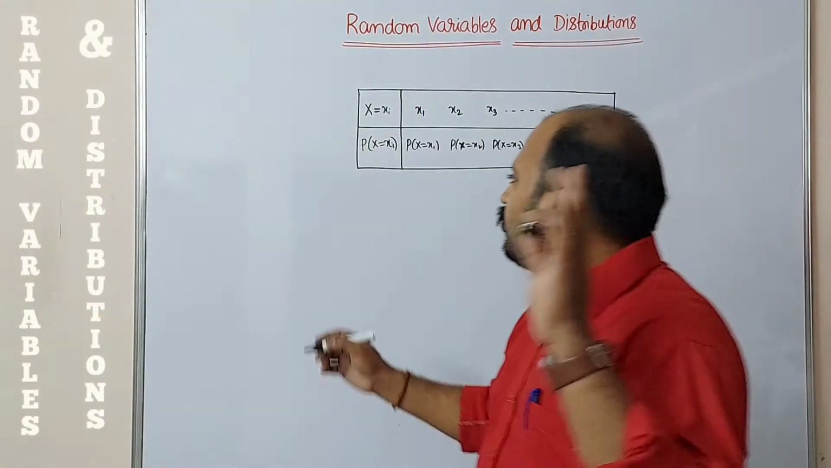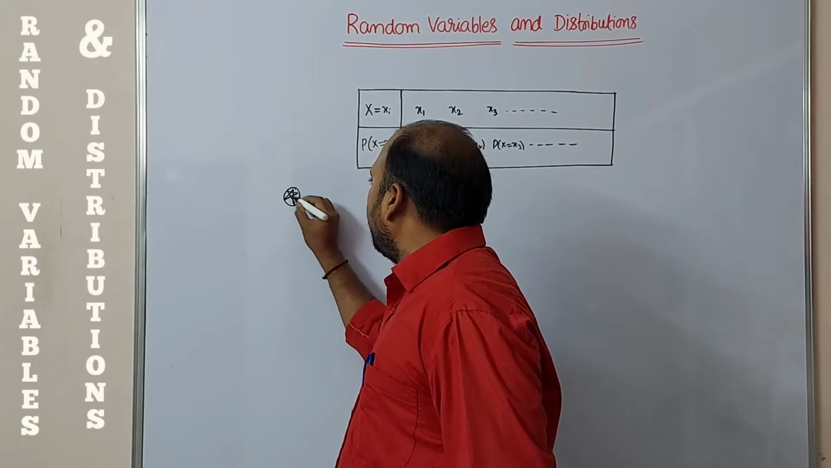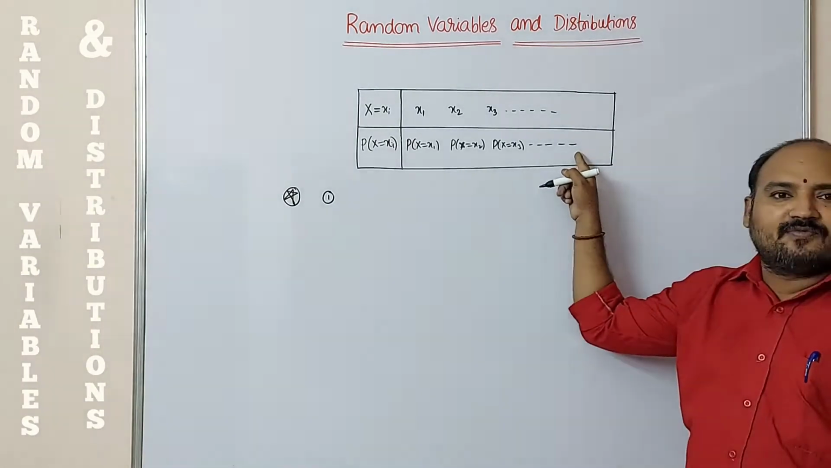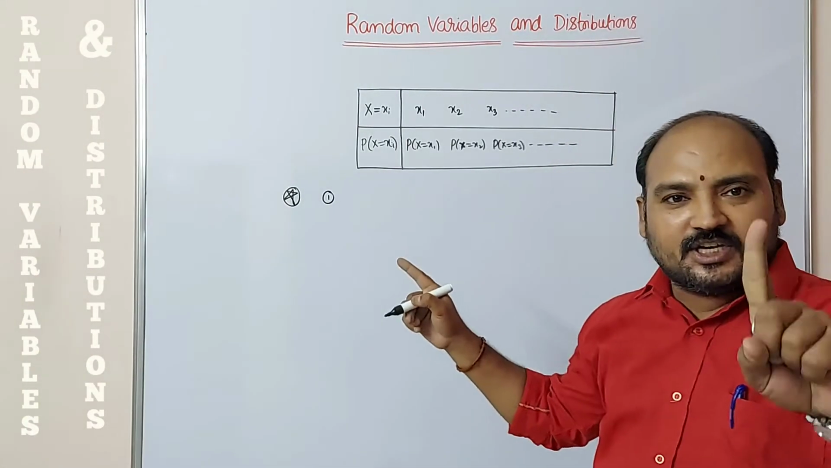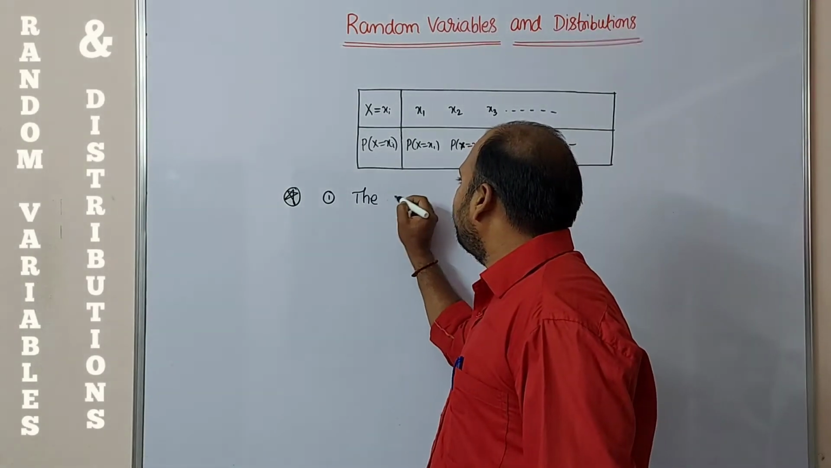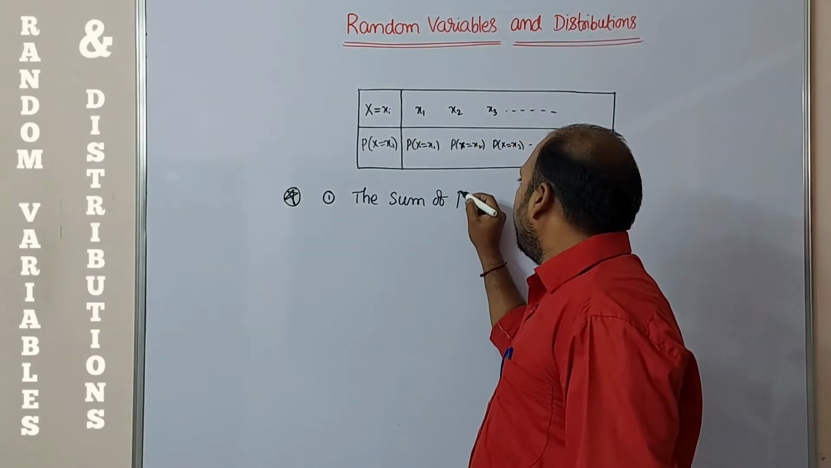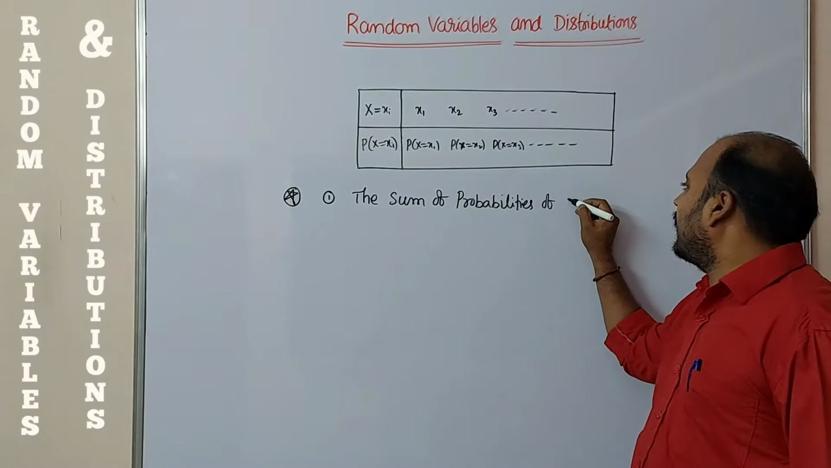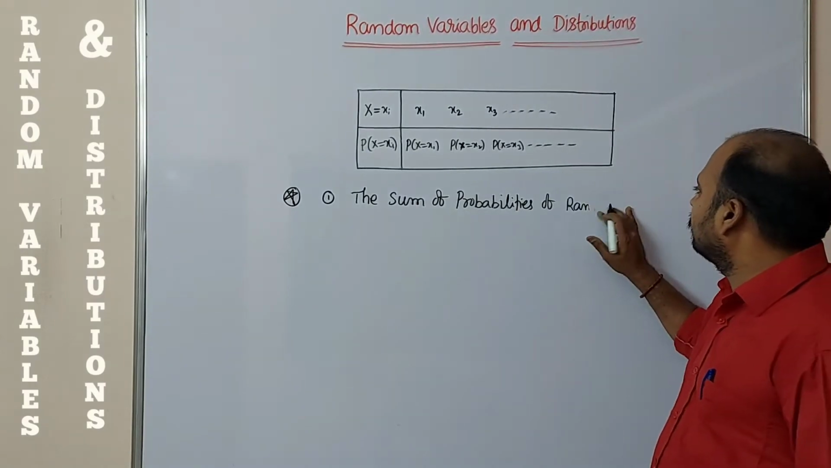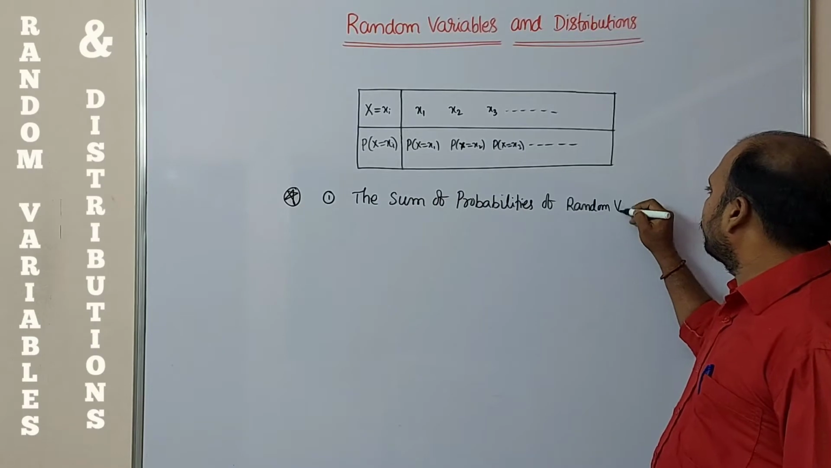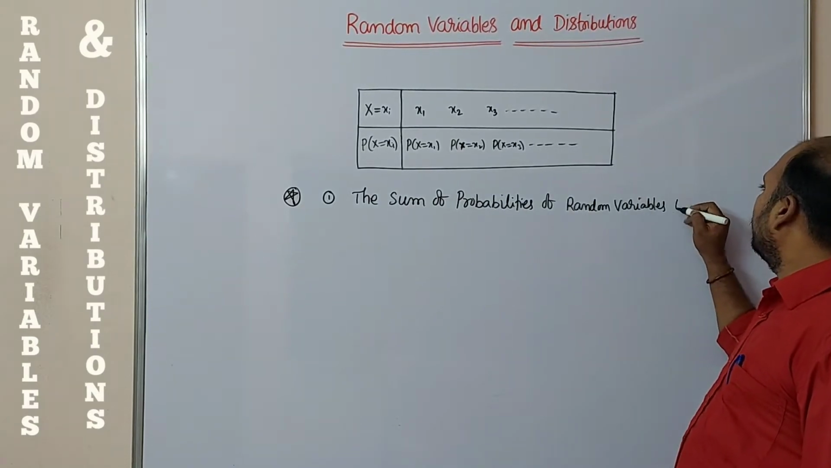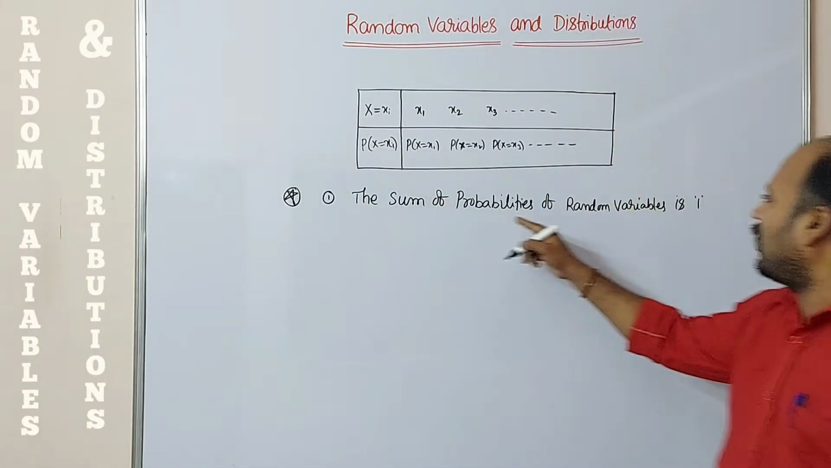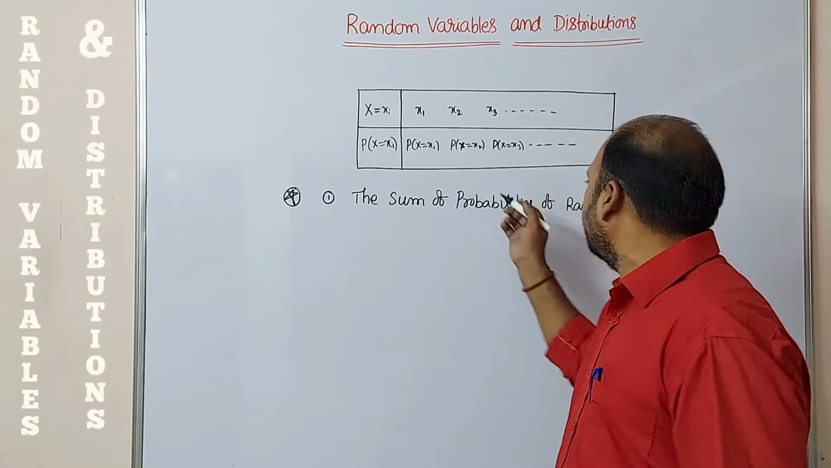You remember, it's the very first and foremost important point: the sum of the probabilities of the random variables is always equal to 1. That means the sum of the probabilities of a random variable of any experiment is equal to 1.